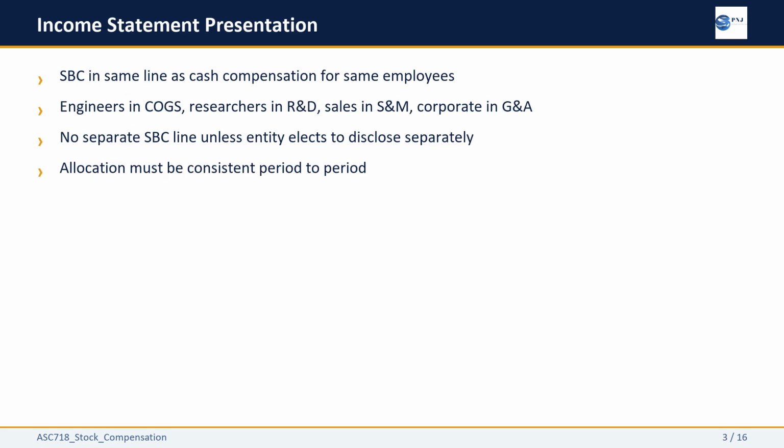The income statement rule is intuitive once you understand the principle. SBC expense sits in the same line as the cash compensation paid to the same employees. If engineers receive RSUs, the expense goes into cost of goods sold alongside their salaries. Research staff options go into research and development. Sales team awards go into selling and marketing. Corporate and executive awards go into general and administrative. There is no separate SBC line on the face of the income statement unless the company chooses to present one, and that choice must be applied consistently.